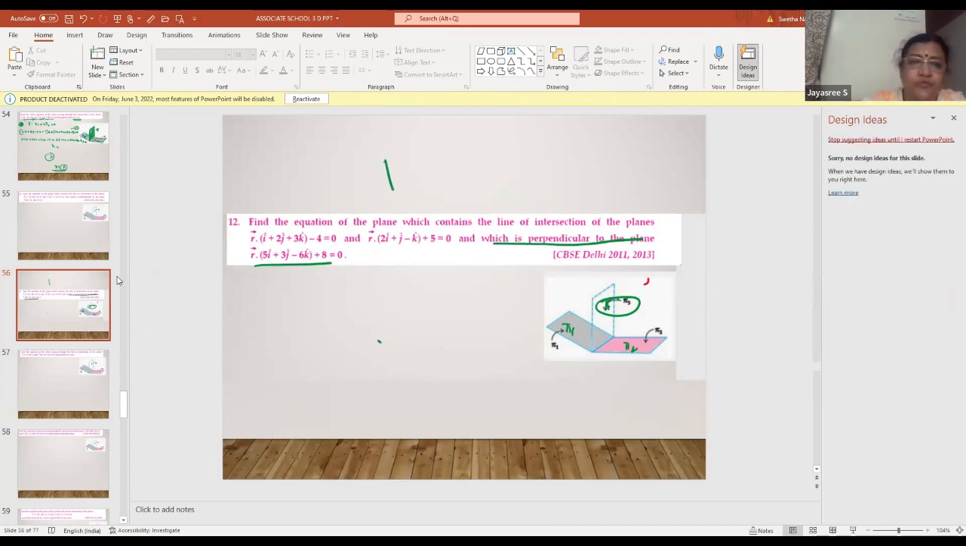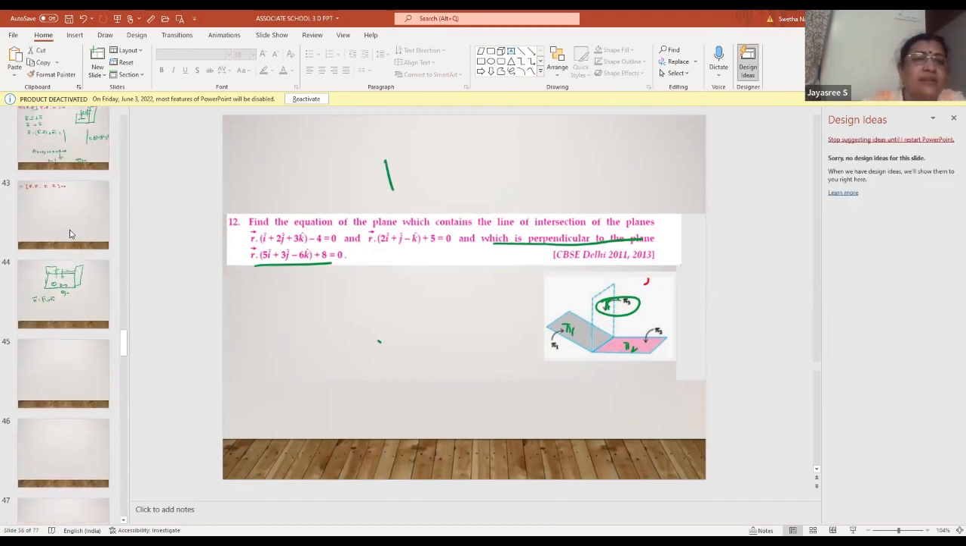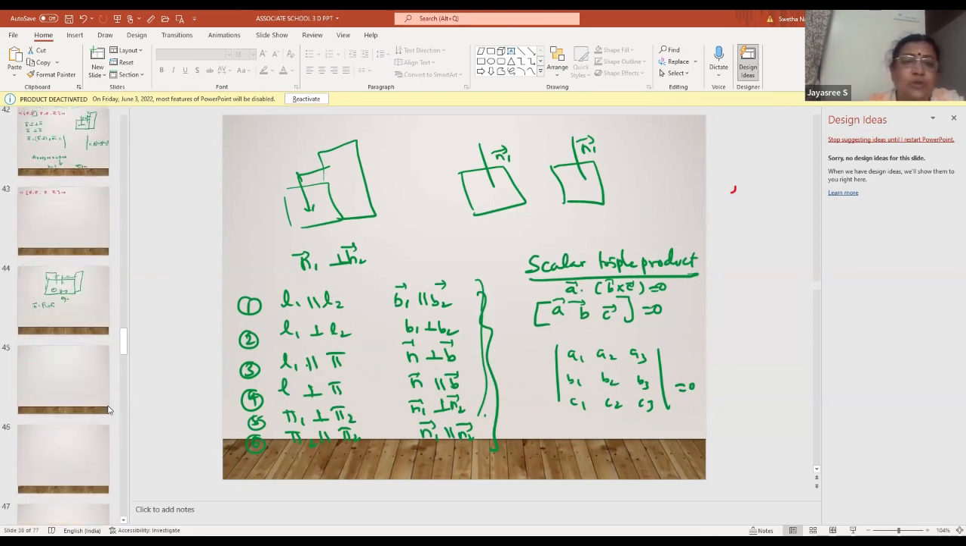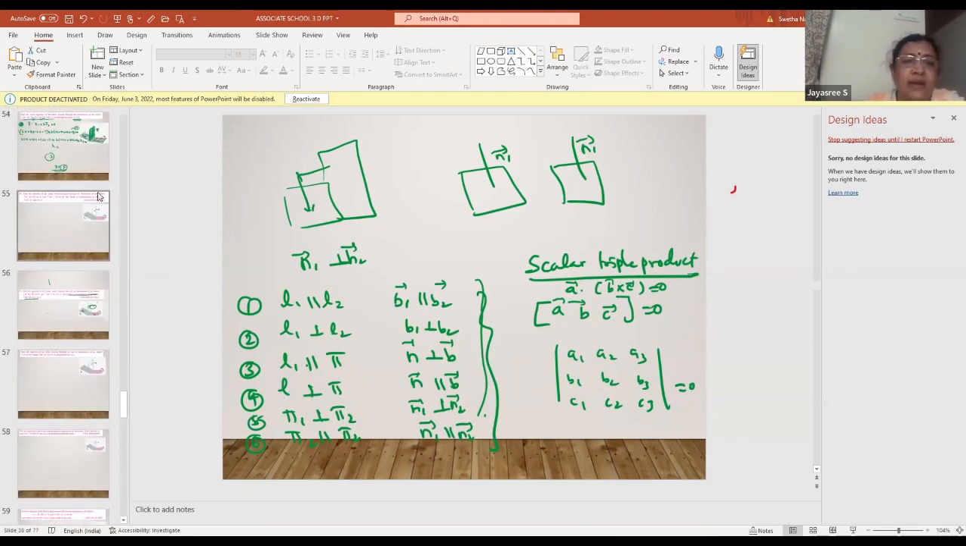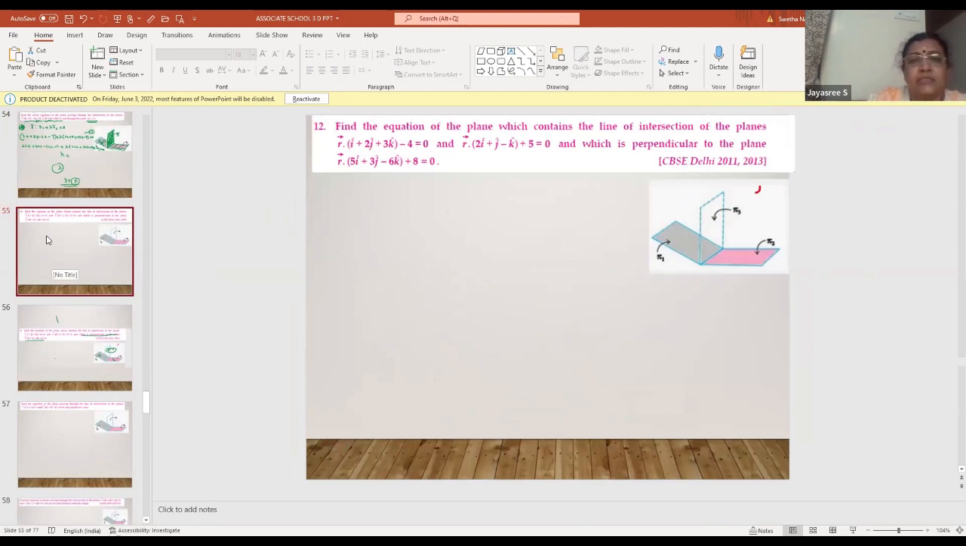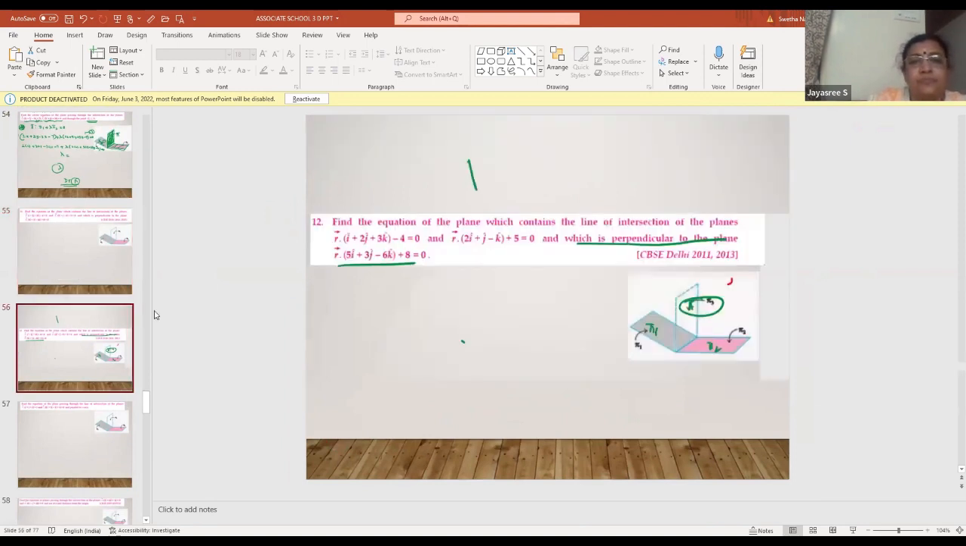As I told you, I will just go and recall once again. When this concept comes, I go and recall it. Plane perpendicular to the plane, what is the concept? Plane perpendicular to the plane means normal perpendicular to normal. That means n1 dot n2 is 0. Once again, recall this concept so that whenever we go back and speak again, children will understand in that way. So after finding that, the equation is x plus 2y plus 3z minus 4 plus lambda times 2x plus y minus z plus 5 equal to 0.